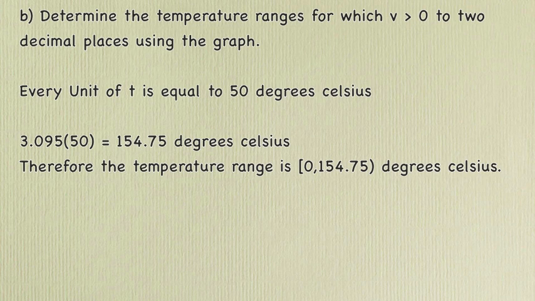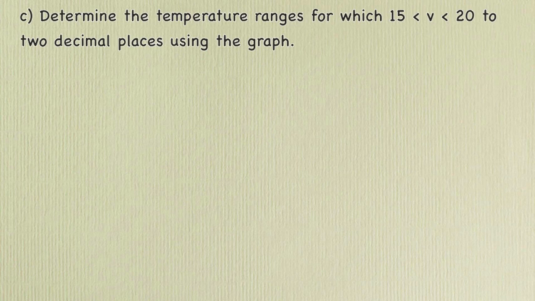So as you can see, you need to multiply the x value of the x-intercept coordinate by 50 to get the accurate temperature. Again, when answering this question, we have to understand that it is asking when it is greater than but not equal to 0. This means we have to use a round bracket on the right side of the interval. What the interval in the answer means is the range is 0 to everything but 154.75 degrees. We will now move on to the third part of the question.